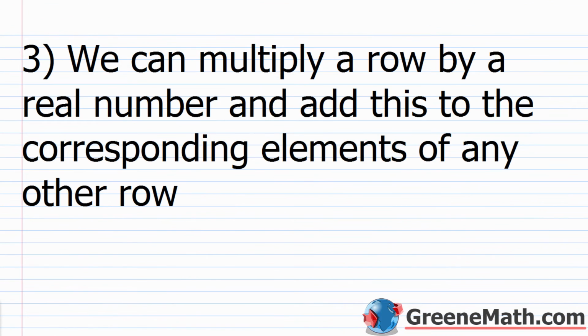So the last row operation we're going to talk about, row operation 3, is a little bit challenging to understand. We have here that we can multiply a row by a real number and add this to the corresponding elements of any other row.